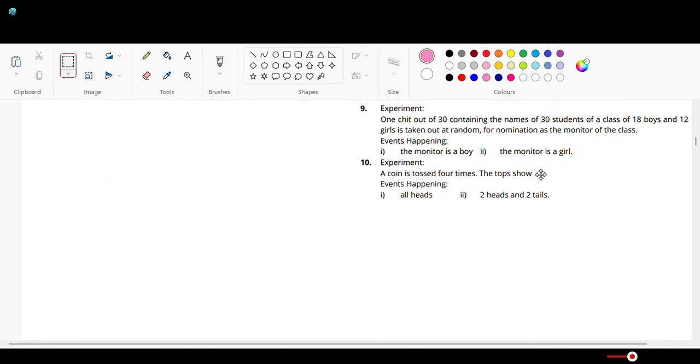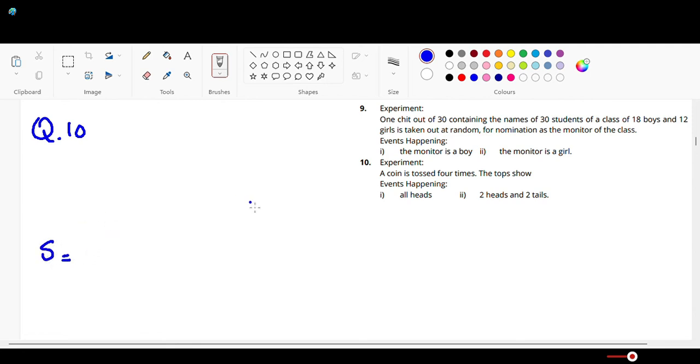Yeah, so now let's move on to the last question of this exercise, question number 10. The 10th experiment in our final for this session is: a coin is tossed 4 times. What are the chances that we get all heads, and what are the chances that we get 2 heads and 2 tails? First let's make up the sample space for this.